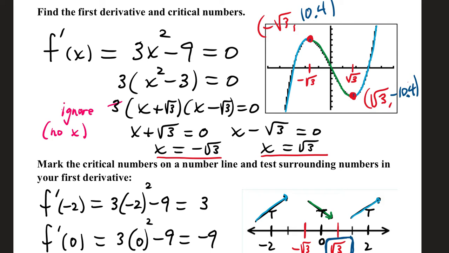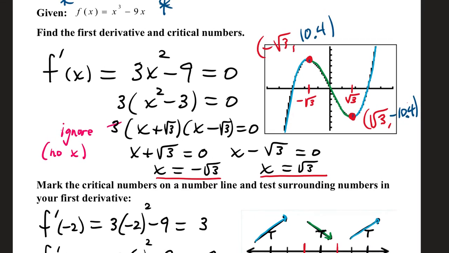Let's go back down. Negative square root of 3, let me point this out first. Our first critical number marks the hilltop. So we find that y value in the original function, that's going to be the relative maximum. The second critical number of square root of 3, that one we can tell marks a relative minimum. Now, because this is the original graph, we plug the criticals into the original function. So remember that when we go back down.